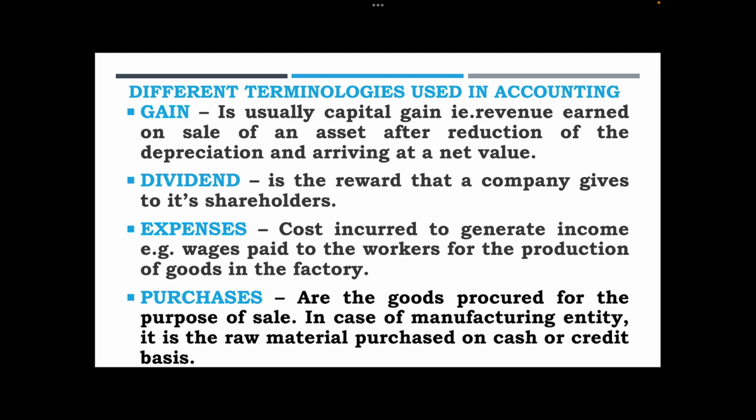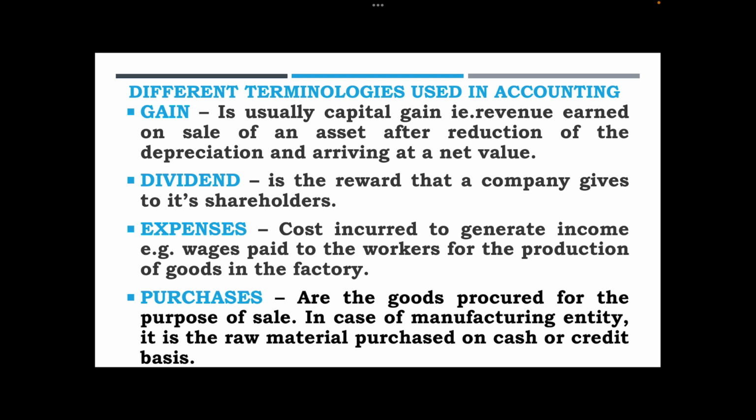Next is expenses. Expenses are costs incurred to generate income. For example, if you have a manufacturing company, then wages paid to the workers for the production of goods in the factory will be considered as expenses. Purchases. Now purchases are the goods procured for the purpose of sale. In case of a manufacturing entity, it is the raw material purchased on cash or credit basis.